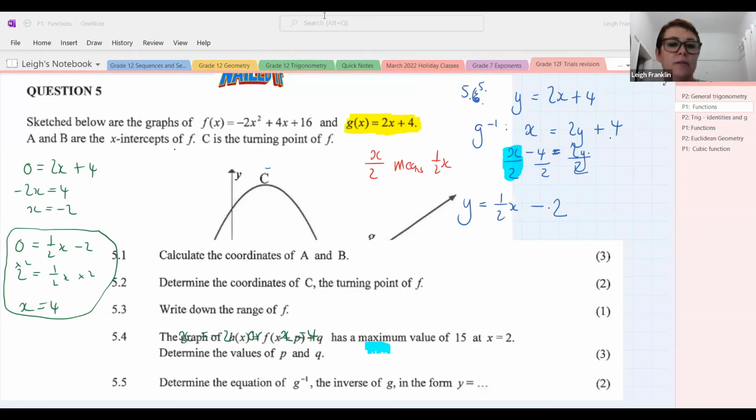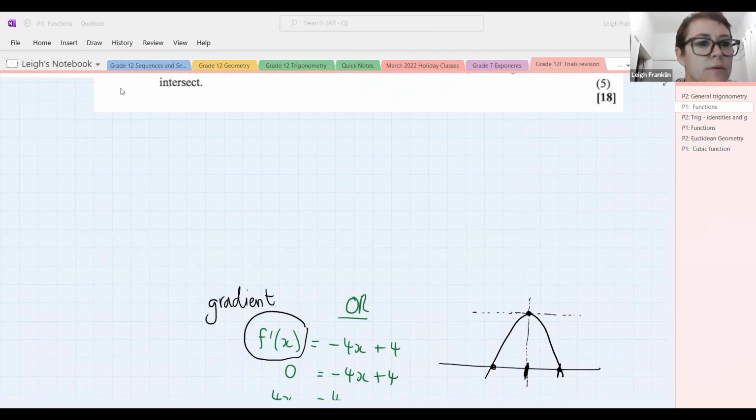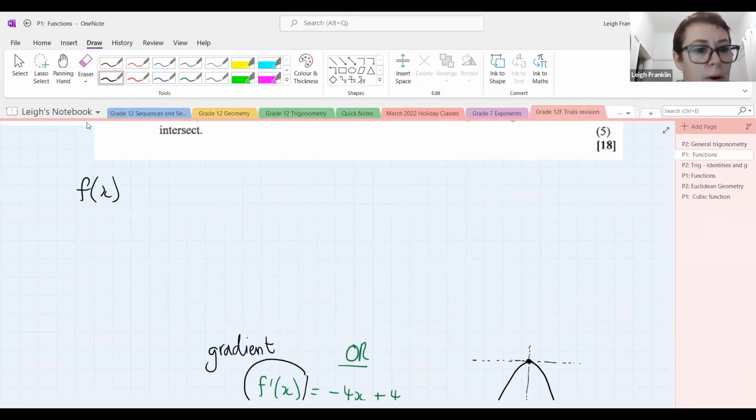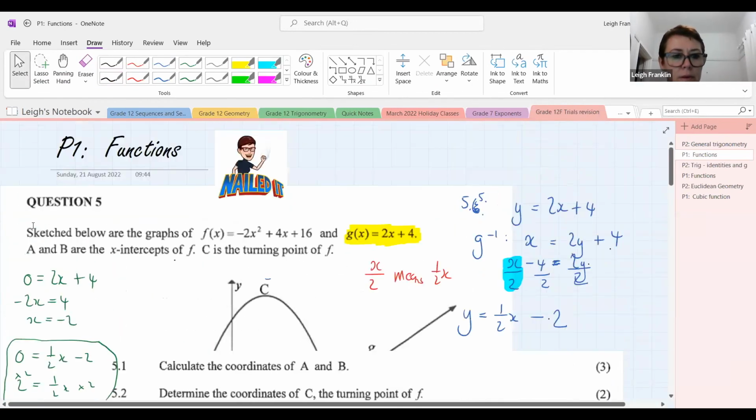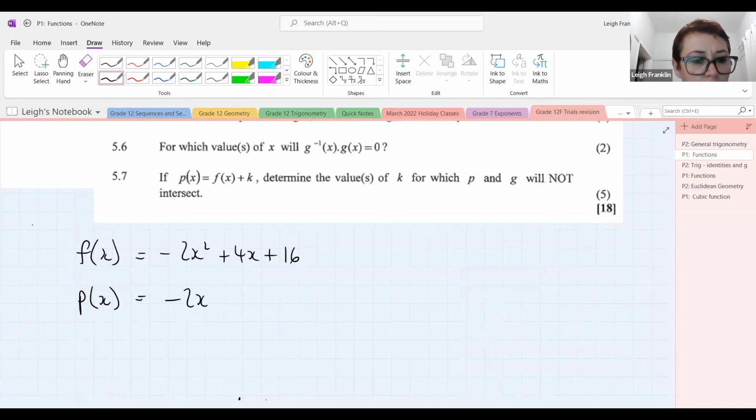Remember, f of x is? Add k to the equation, quite right. So f of x is minus 2x squared plus 4x plus 16, isn't it? And this becomes P of x when we do this: minus 2x squared plus 4x plus 16 plus k.